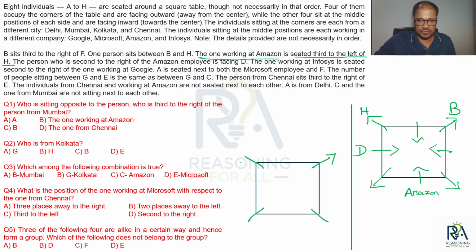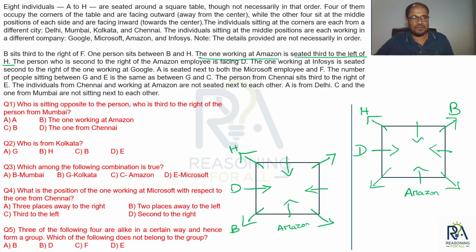So facing outward, facing outward, facing inward, facing inward. Okay. So here I have Amazon, here I have D, here I have H, so here I have B. This is the second possibility, right?